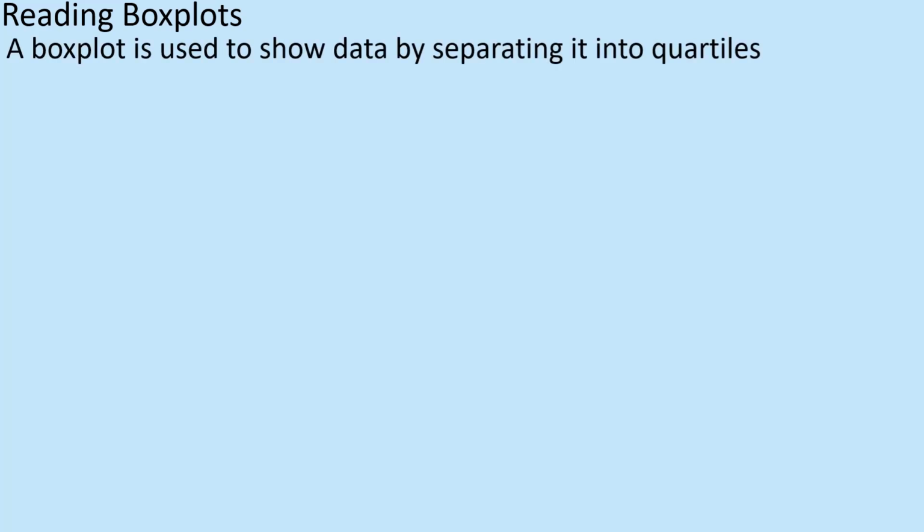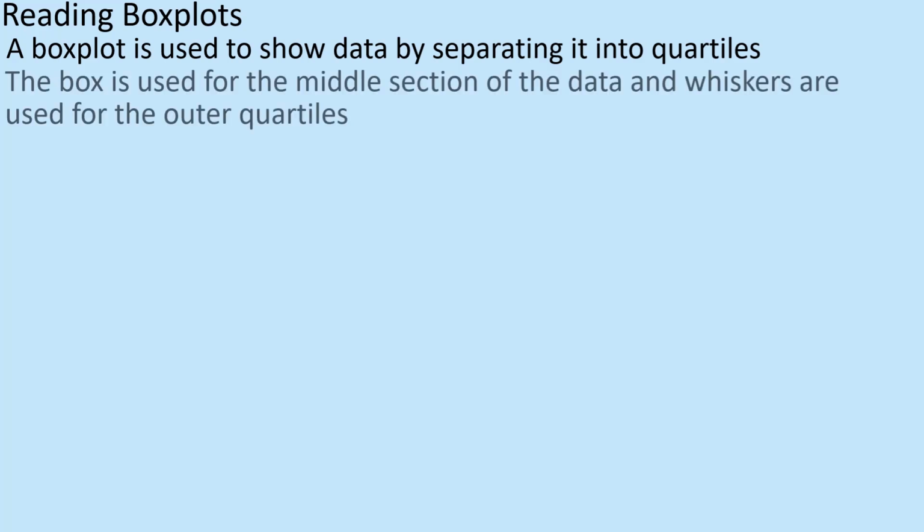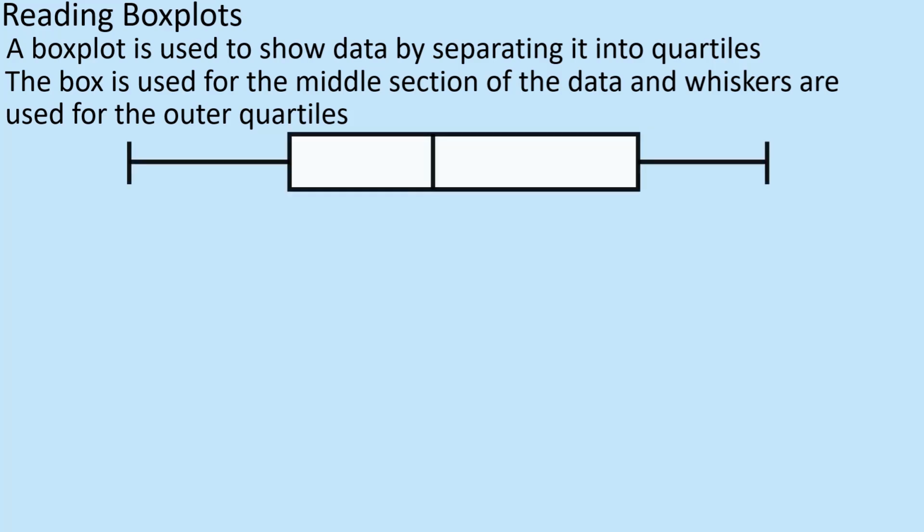Okay, so reading box plots. Well, this turns it on its head in terms of what we just looked at, doesn't it? If we're given a box plot, it's about understanding what those mean. As we mentioned before, a box plot is used to show data by separating it into quartiles, which you've currently seen. The box is the middle section of data and whiskers are used for the outer quartiles, which I've just talked about, and it looks something like that.